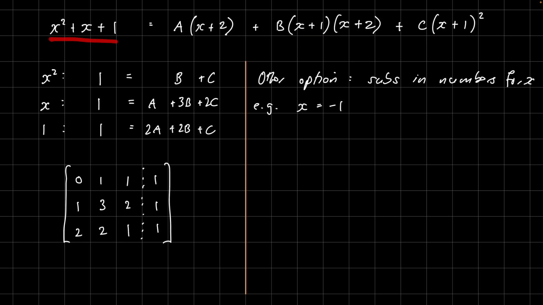So on my left-hand side, when x equals -1, I'll get (-1)², which is 1, plus x, which takes me down to 0, plus 1 again, and so I'll get 1 on the left. Then if I look at the right-hand side, when x equals -1, -1 plus 2 is +1, so there'll be an A, and then these terms are both 0. So this tells me directly that A just equals 1.